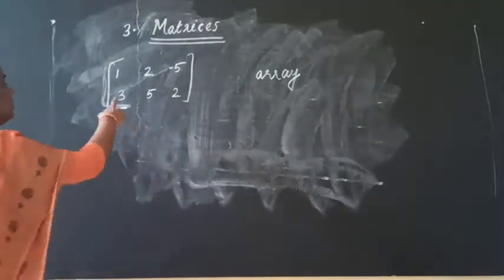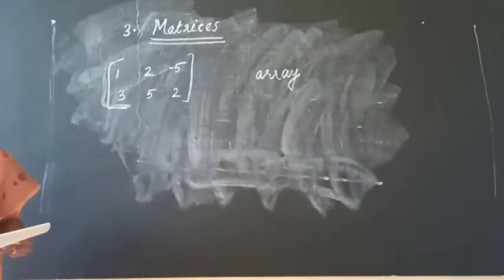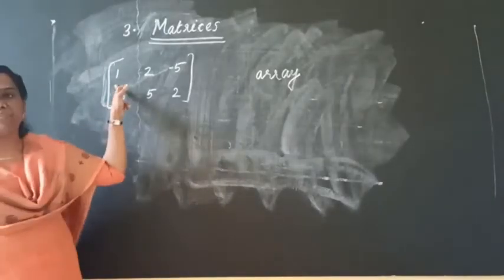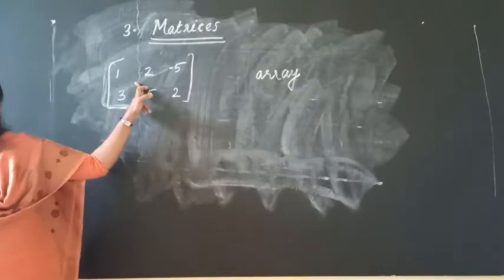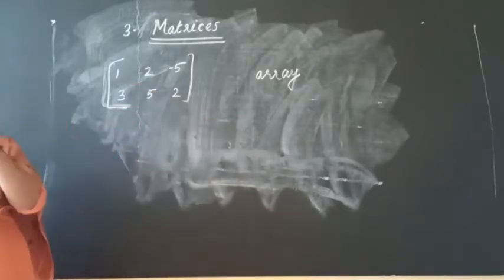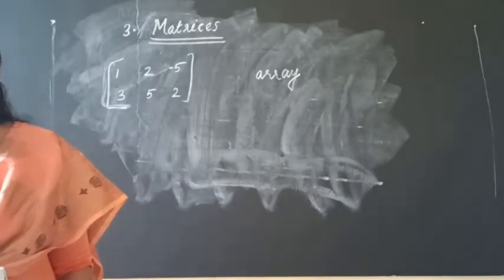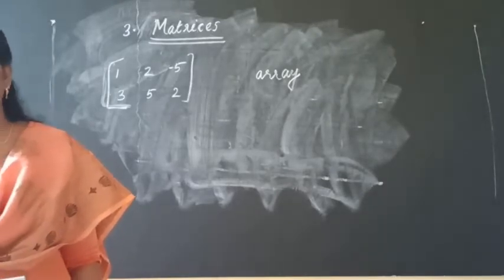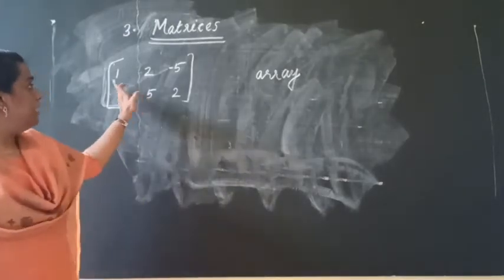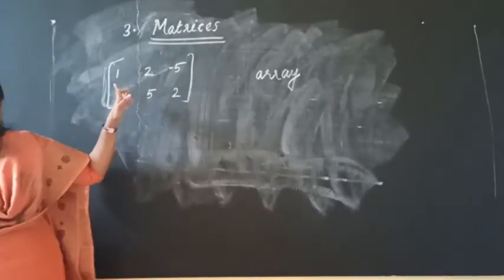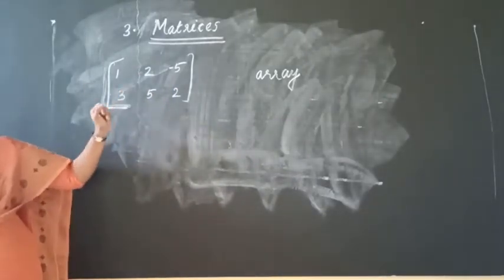These numbers, which are in these brackets, are called elements of the matrix or entries in the matrix.